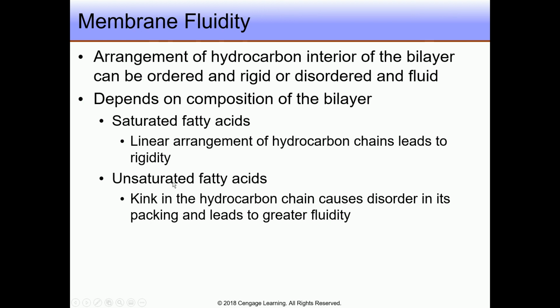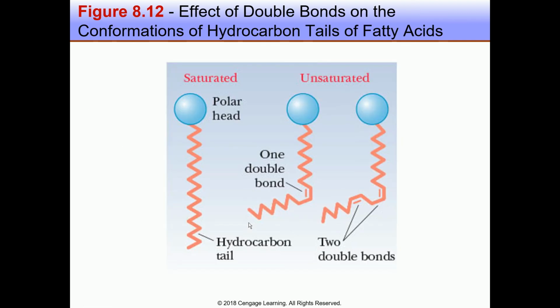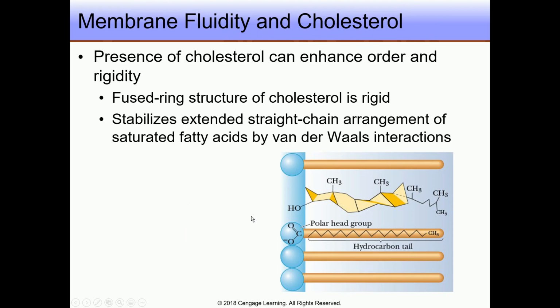And if the phospholipids have unsaturated fatty acids in them, then what is going to happen? They will have a bend or a kink in their structures, and because of that they can lead to greater fluidity. This is just showing the same thing. This is your saturated fatty acid. This is a polar head, and this is the non-polar tail. This is the unsaturated one. You can see there's a bend in the structure.